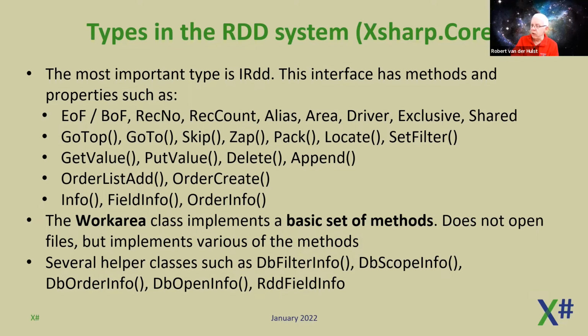Apart from the RDD in the work area, there are also several helper classes. In Visual Objects and Clipper, these were structures. We have implemented them as classes, and these classes are there so you can pass, for example, a filter code block and a filter string. Or if you do an order, you can specify the tag name and the file name and the expression and the for condition in one object. And by using these, we do not have to have very long lists of parameters for methods in the RDD system. They can just accept an object of type DB order info or DB open info and fetch the various parameters from these objects. So the interfaces stay fairly clean.